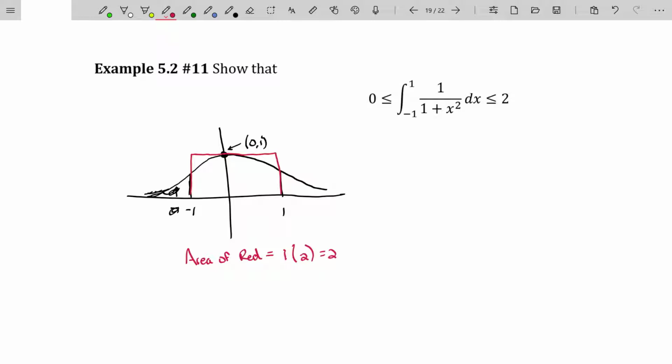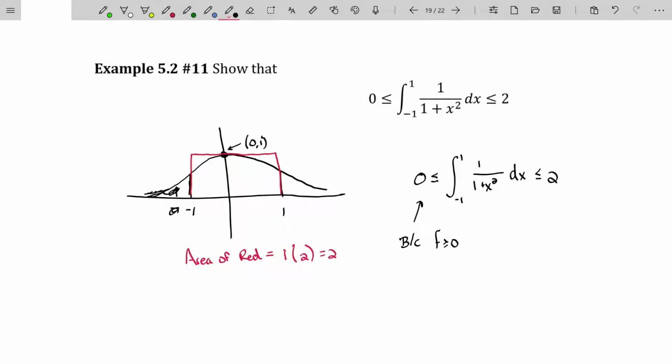So I easily can say that will imply the area underneath the curve, which we had just graphed there, is definitely less than or equal to 2. And since the curve is positive, we know it's greater than or equal to 0. Again, because f is greater than or equal to 0. There you go.